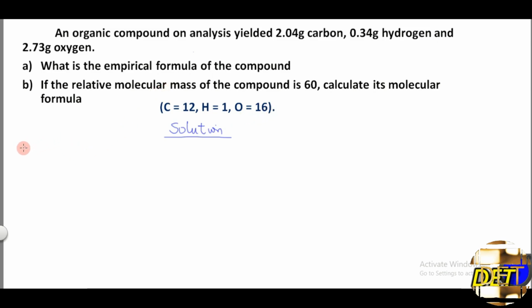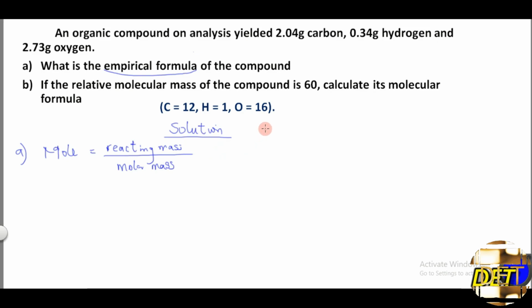So the first thing that we're going to do here is to look for the empirical formula, right? How do we look for it? There are two main steps. Number one, you have to look for the mole of each of the elements and then divide by the smallest value, right? So we know that mole is equal to reacting mass over molar mass.